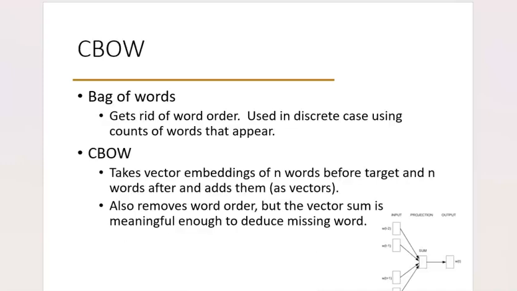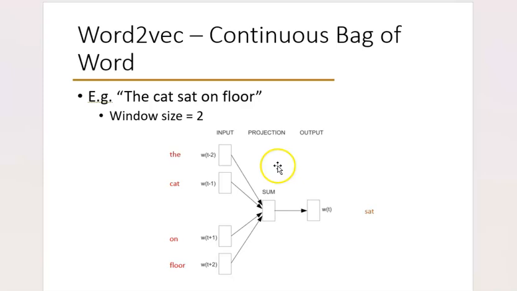Here's another example. For example, the cat sat on the floor, and here our target is the word sat. So again, the input is going to be the one-hot encodings of the words the, cat, on, the, floor. We feed this entire input vector into the neural network as the input layer, and the target is sat in that case.